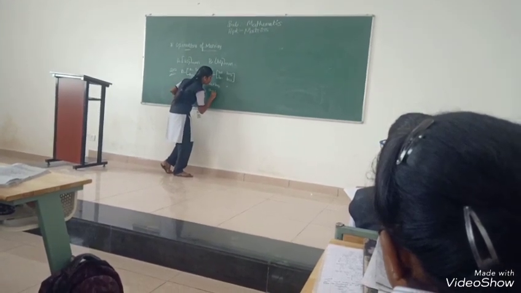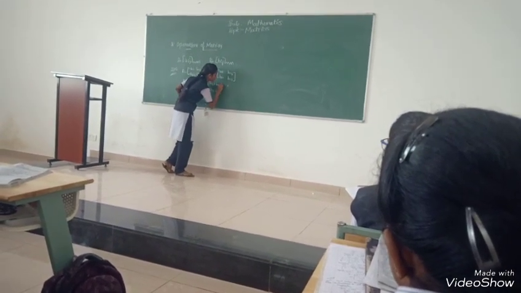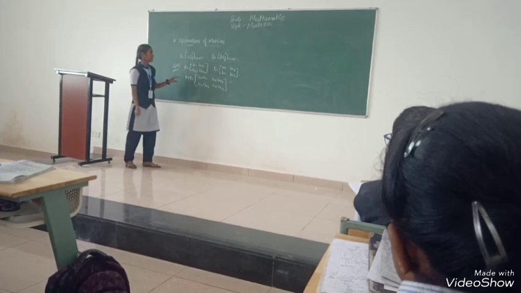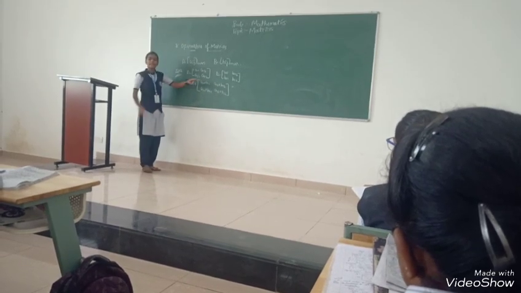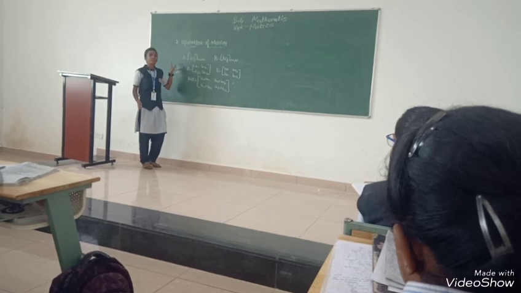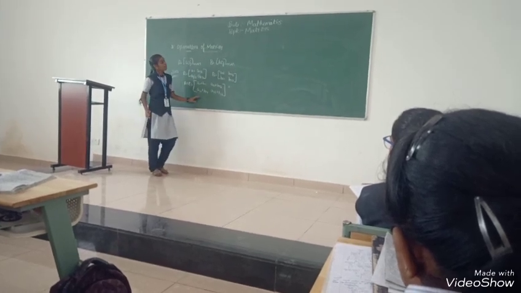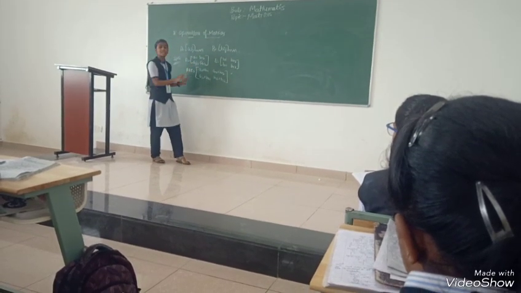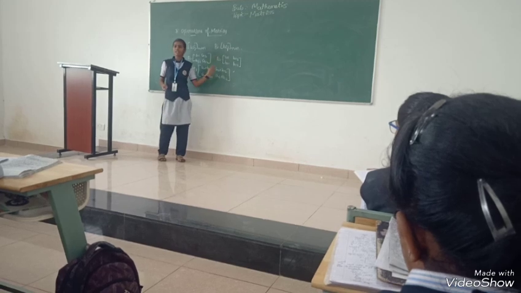A22 plus B22. The point to be remembered is that the order of the matrix should be the same while doing the addition of the matrix. Can anybody say what happens when we add two matrices with different orders?